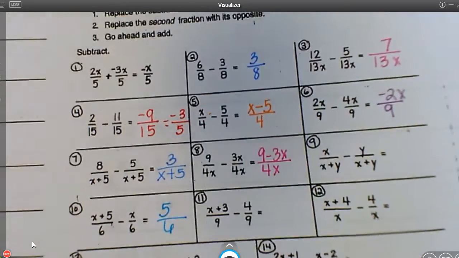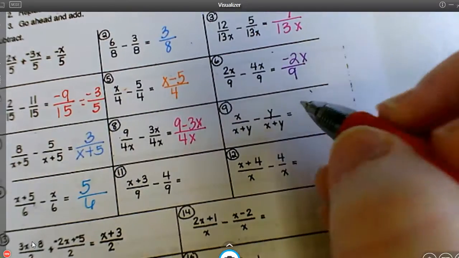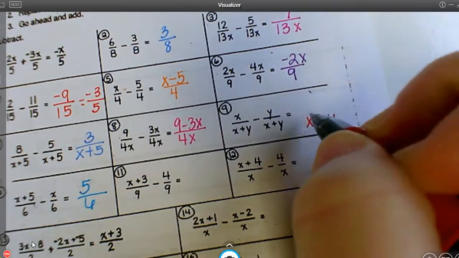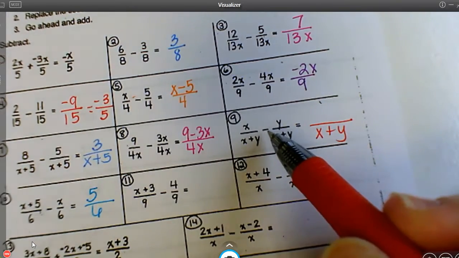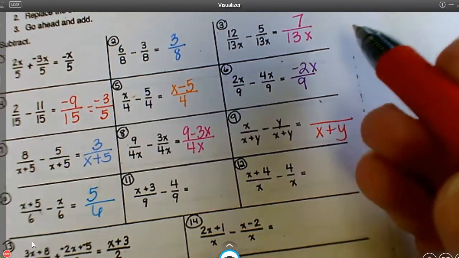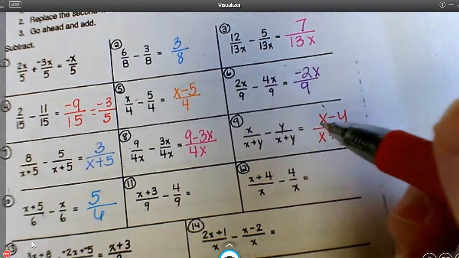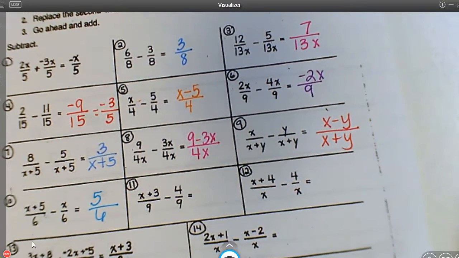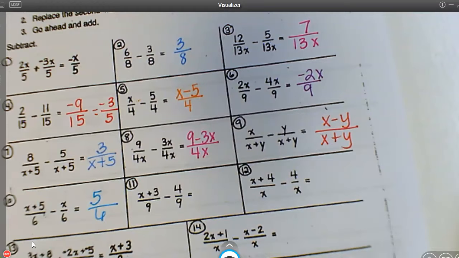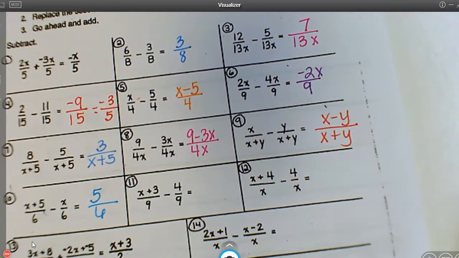Okay, on number 9, so the denominator is just going to be x plus y. This has a minus in between it, so that means I'm going to subtract, which means I'm going to have x minus y, and they didn't combine because it was an x and a y. And then nothing cancels or gets rid of anything because we've got pluses and minuses and it's not the same. So I just leave it just like that.